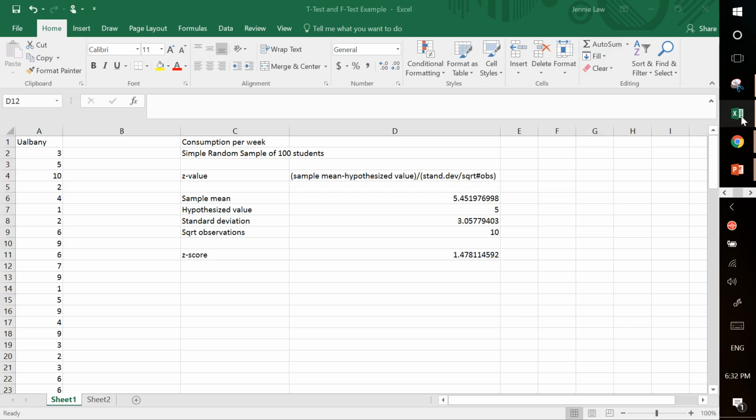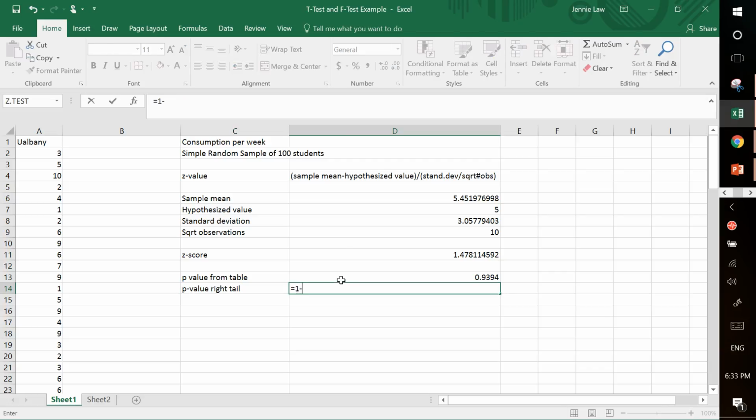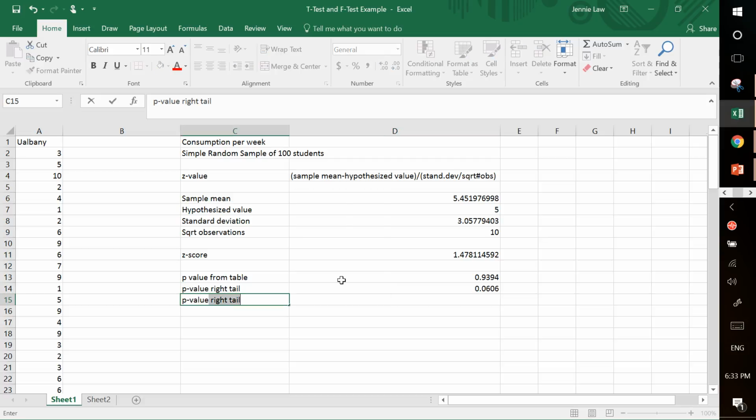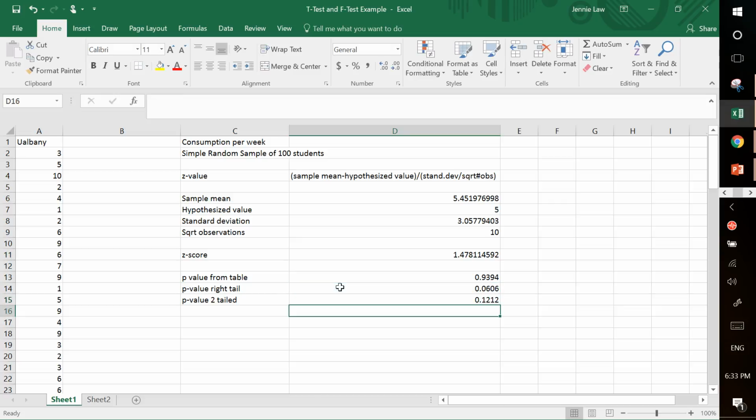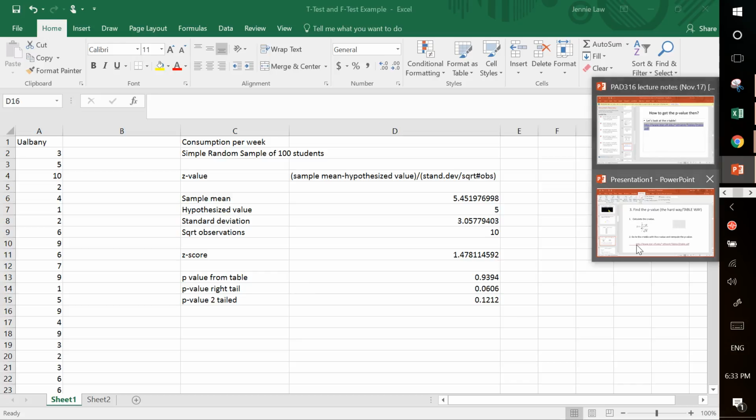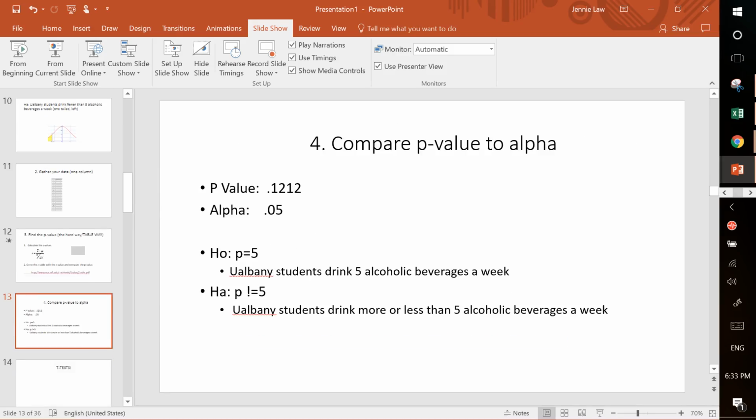So we're going to go back to our Excel. And we remember the p-value from the table is 0.9394, which means that the p-value associated with the right tail is equal to 1 minus 0.9394, which gives us a value of 0.0606. Now the key thing to remember here is that we need to multiply that by 2 because we're doing a two-tailed test. So the two-tailed p-value is just this value multiplied by 2. And that's 0.1212.